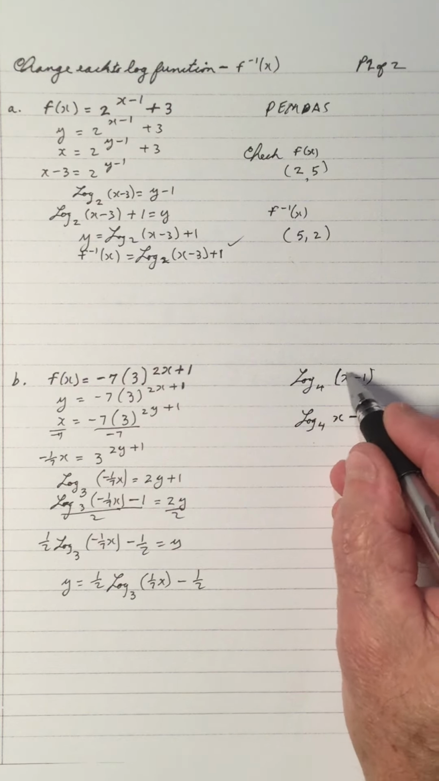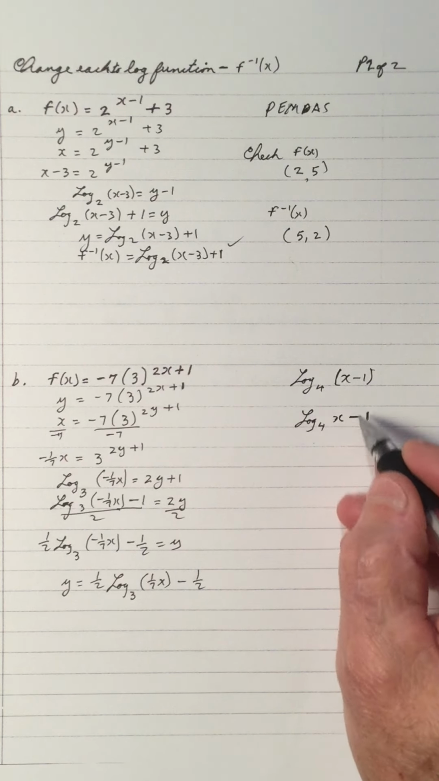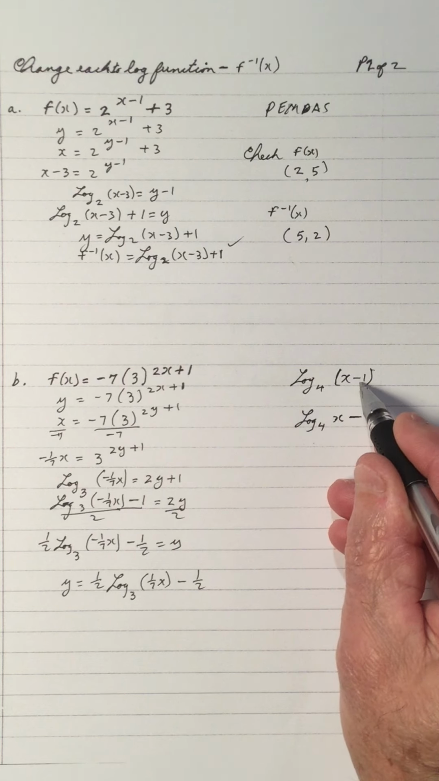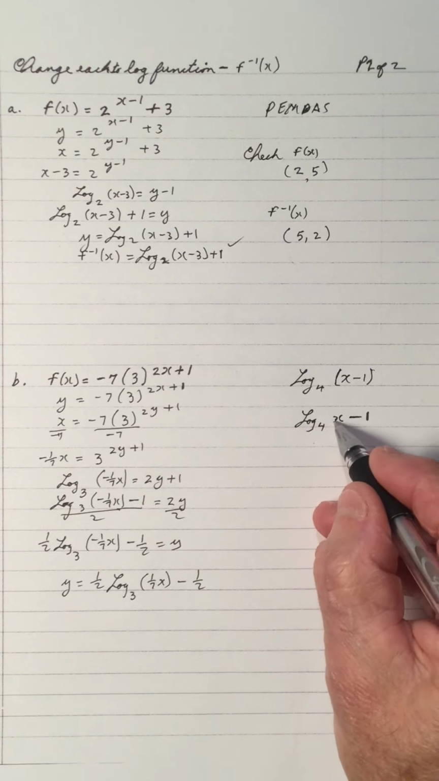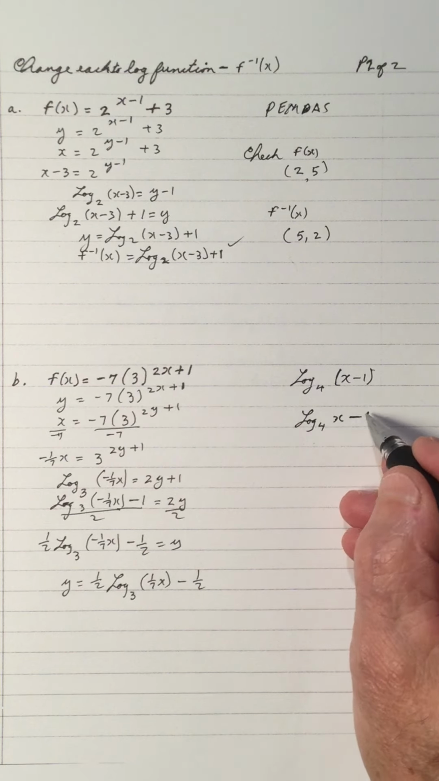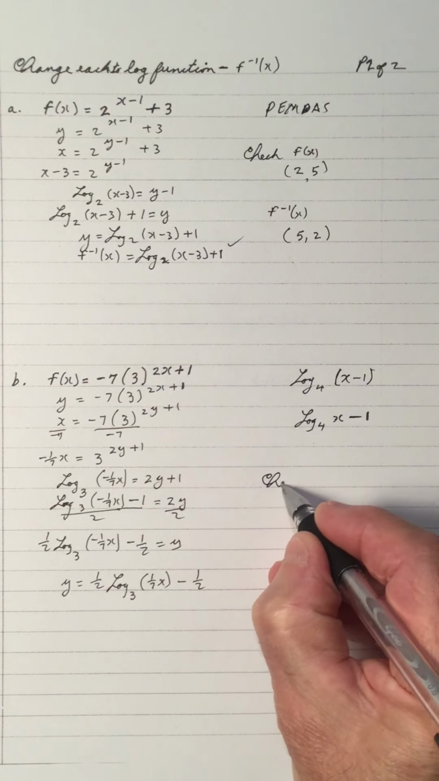But this whole expression, this binomial, is a number. But right here, again, notice the difference between this one, x minus 1 is the number. Here, x is the number. And we're doing the log of x base 4, then subtracting 1. There is a difference.